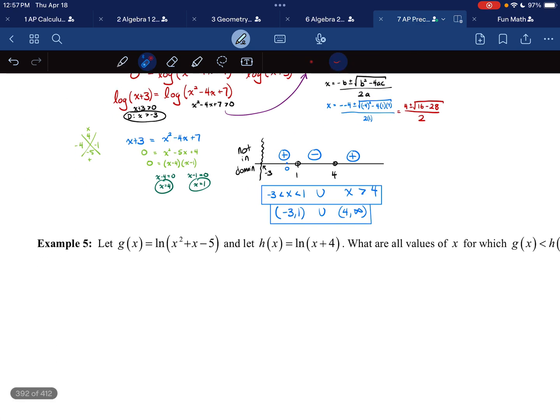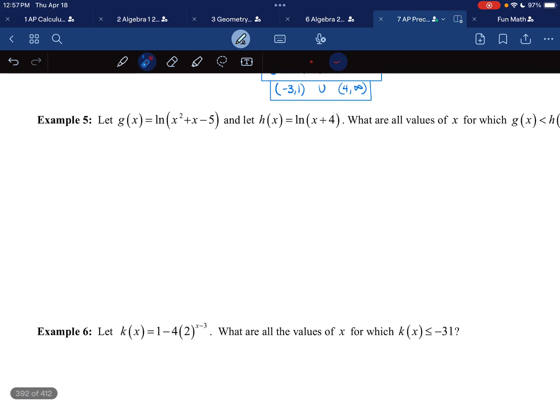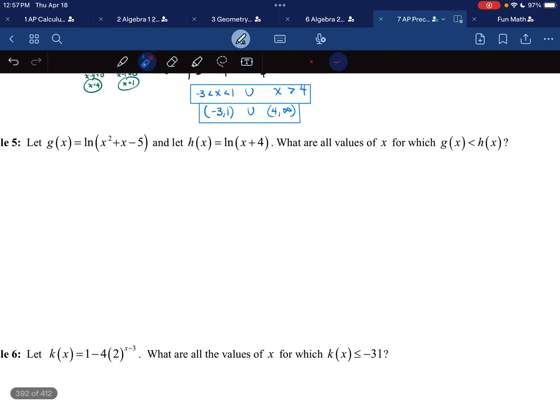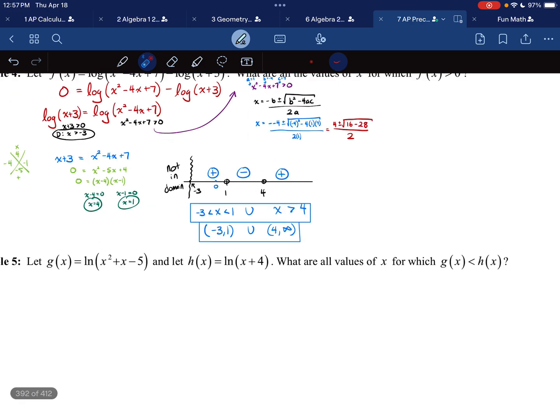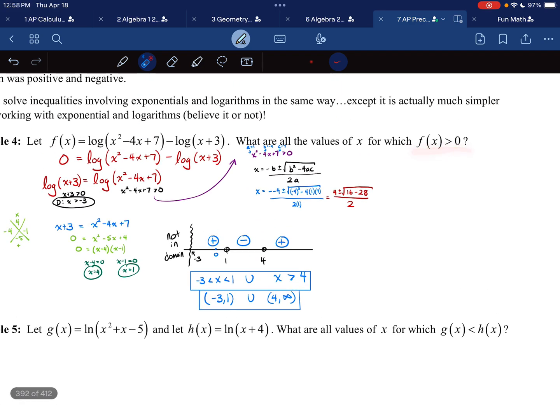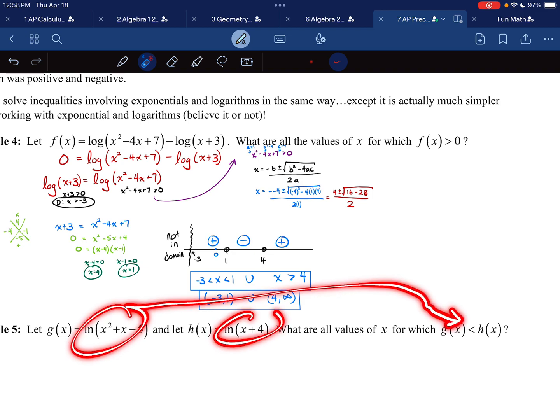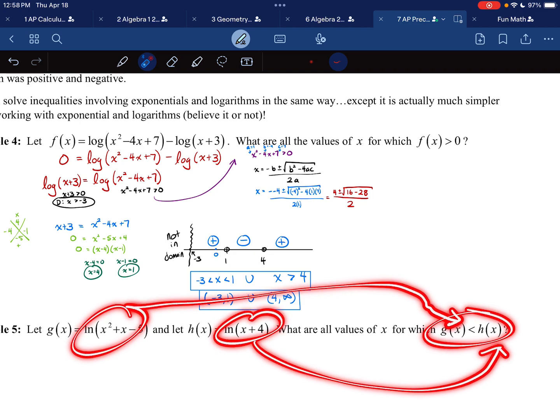All right. Example 5, here we go. What are all the values? Okay, it's one of those questions where we want one function less than the other function. That's kind of the same thing as saying this thing in a slightly different form. I'm just going to rewrite this exactly, but I'm going to plug in g of x is natural log of x. So this is going to be plugged in for g of x. This is going to be plugged in for h of x, and I'm rewriting this.